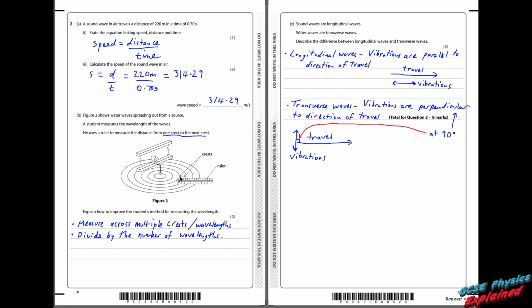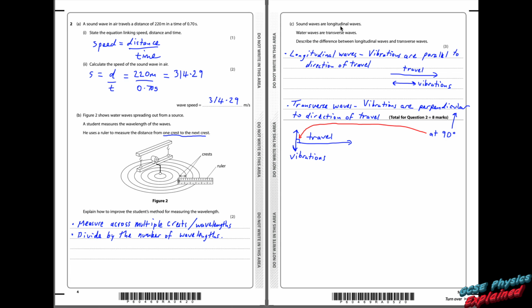Right, instead of just measuring from crest to crest, one wave, why don't you measure multiple crests or multiple wavelengths and then divide by the number of wavelengths? So if I measured from there across to there, then that's 2 wavelengths, so I'll just divide that distance by 2. Or if I measured from there, 1, 2, that's 3 wavelengths, so whatever that distance is divided by 3 to get the wavelength.